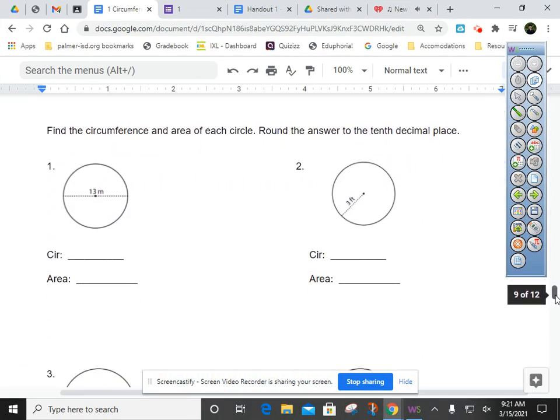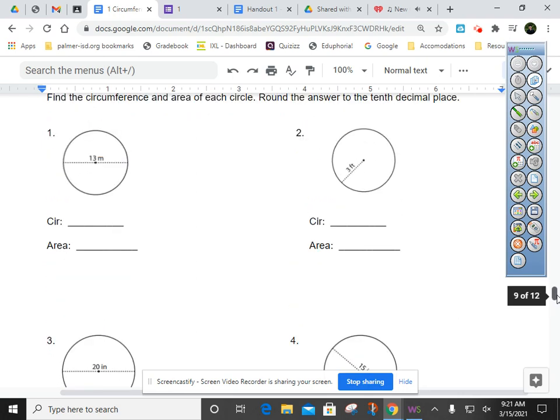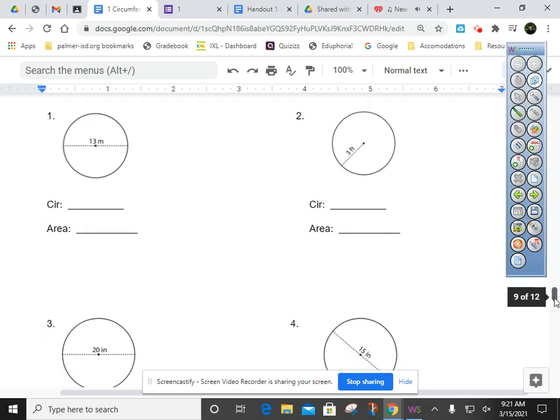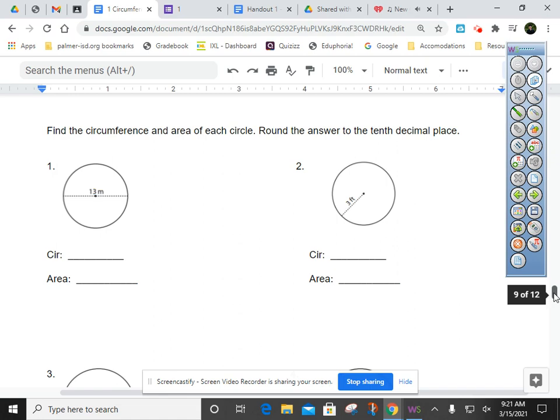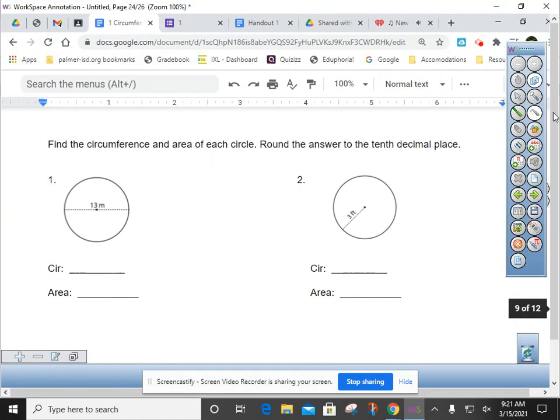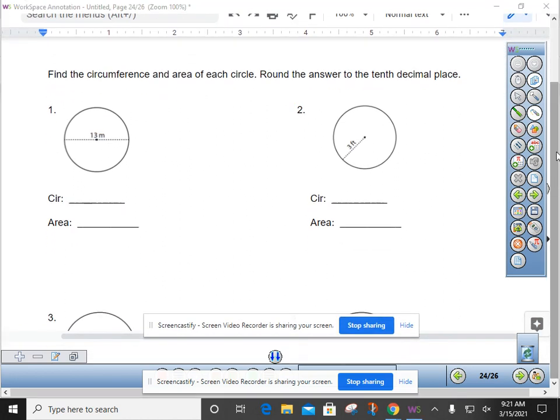Awesome. So the next page is page 9. You're going to have pages 9, 10, 11, and 12 for right now work. And it's going to be due tomorrow. On numbers 1 through 4, it says find the circumference and area of each circle. I'll do number 1 with you. It also says round the answer to the 10th place, but I'm gonna make you use 3, so that won't be a thing. First, we're gonna find the circumference of this circle.